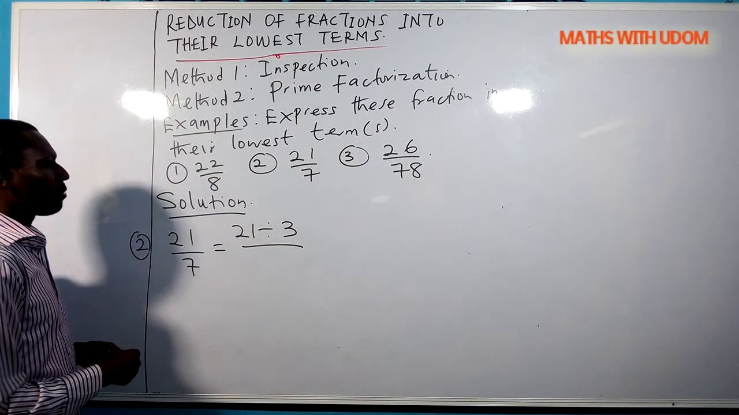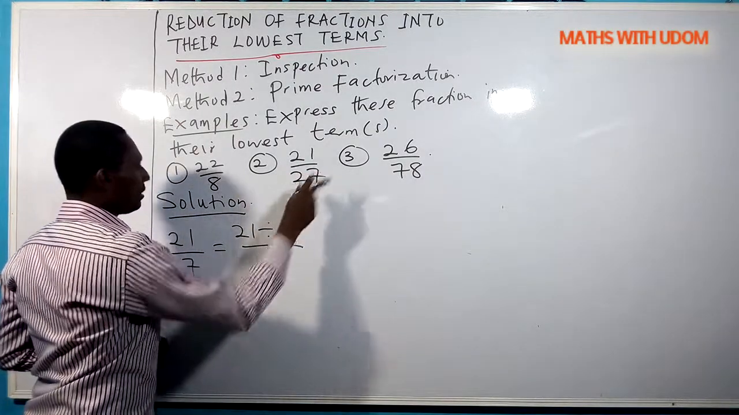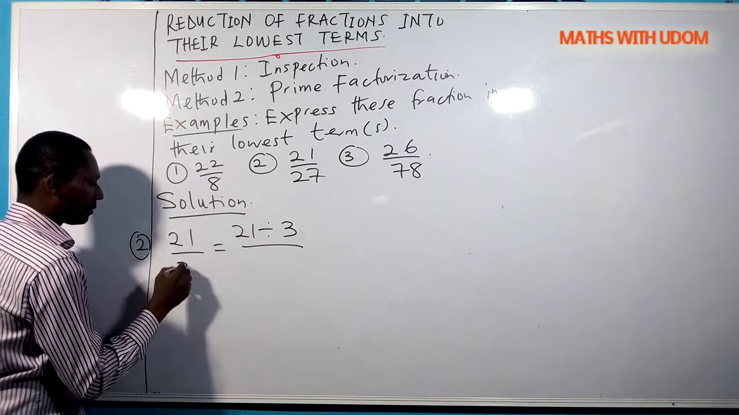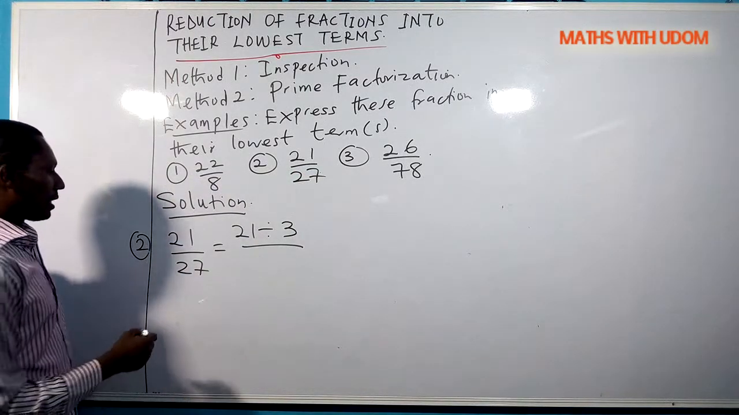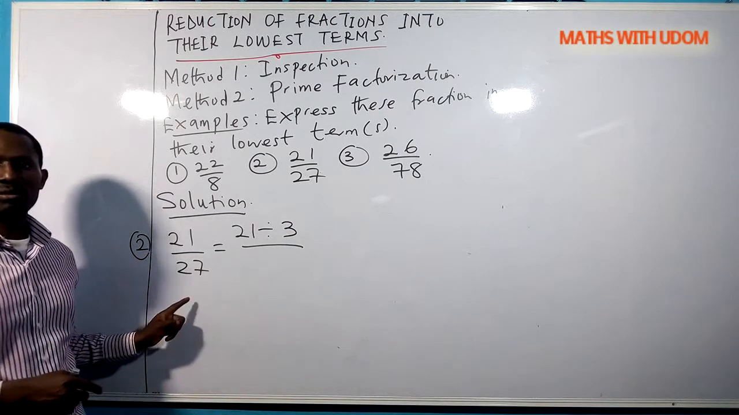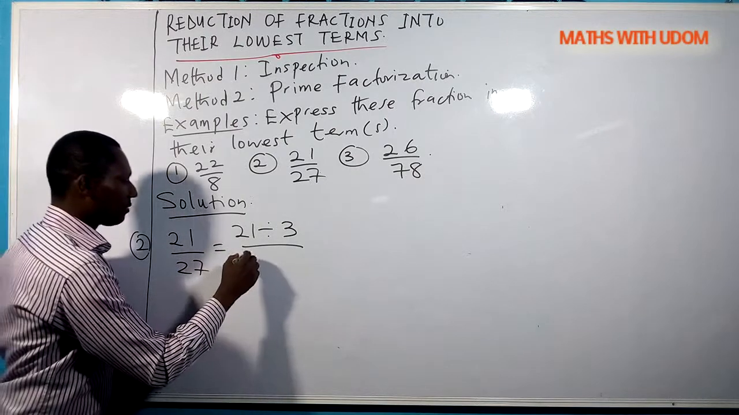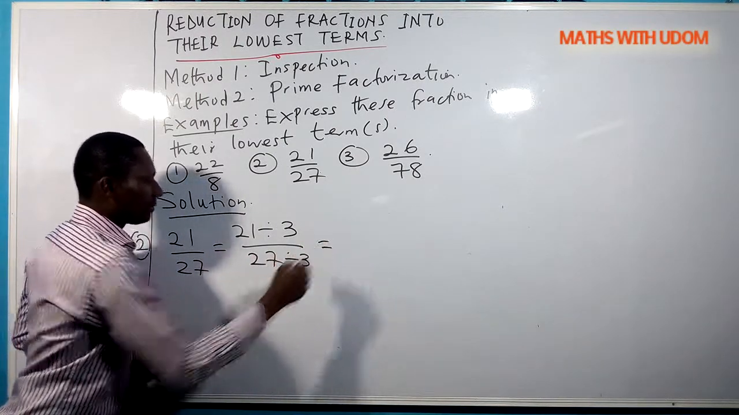I think it's 21 divided by 27. Sorry, 21 divided by 27. Okay, 3 can go through 21 and 27. So let's have 27 divided by 3.